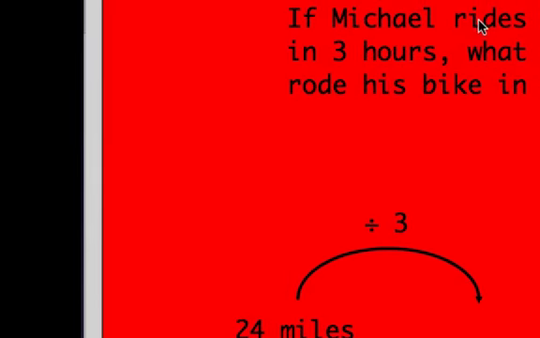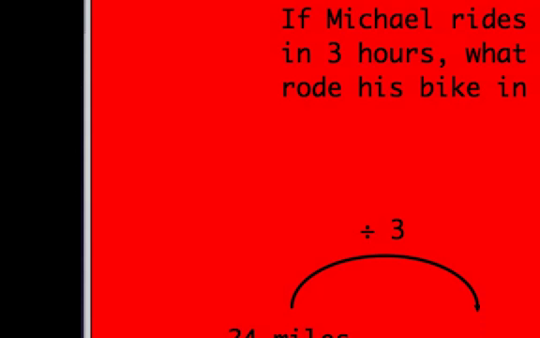We're going to look at some unit rate problems. This first one says, if Michael rides his bike 24 miles in 3 hours, what is the rate he rode his bike in 1 hour? And unit, of course, means it's got a denominator of 1, so that's where the 1 hour comes from.